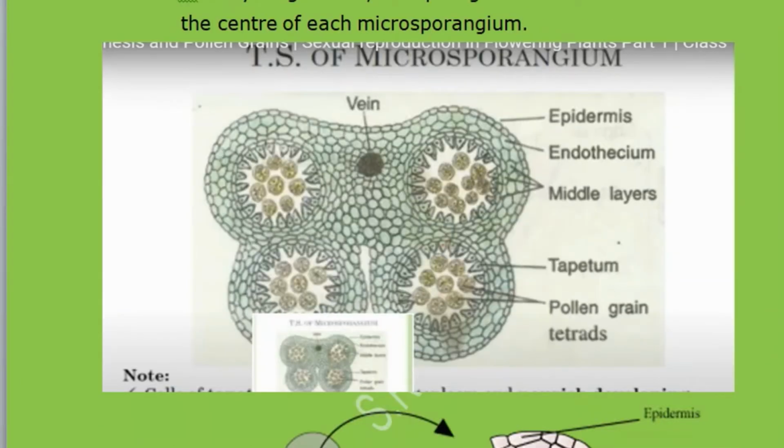So this is the diagram of microsporangium. In the young anther, the sporogenous tissue forms the center of each microsporangium. Center means which area? Center means this area. This is the center. So the sporogenous tissue is there when the anther is very young, means it is a newly formed anther. Pollen grains are not formed there. It is not a mature anther. That means pollen grains are formed after the anther or the stamen attains its maturity.